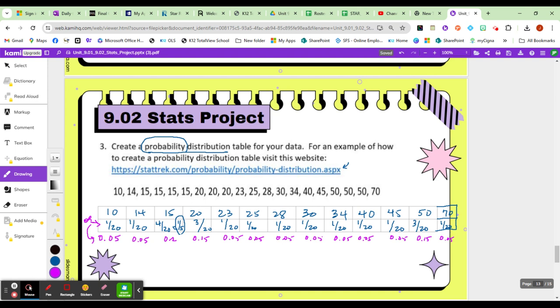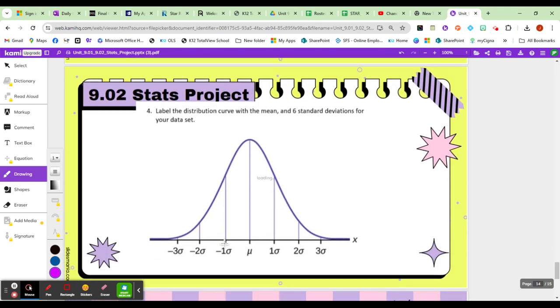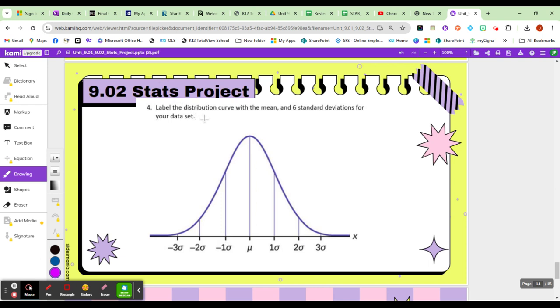And number 4 is going to give you a picture of a bell curve. And it's going to say label the distribution curve with the mean. So your mean is going to be different than mine. My mean was 29.5. I found this out in the 9.01 project. And then you're going to do 6 standard deviations. That's going to be 3 to the right and 3 to the left. So remember, I found out in number 1 of this project that my standard deviation was 16. Yours is going to be different.